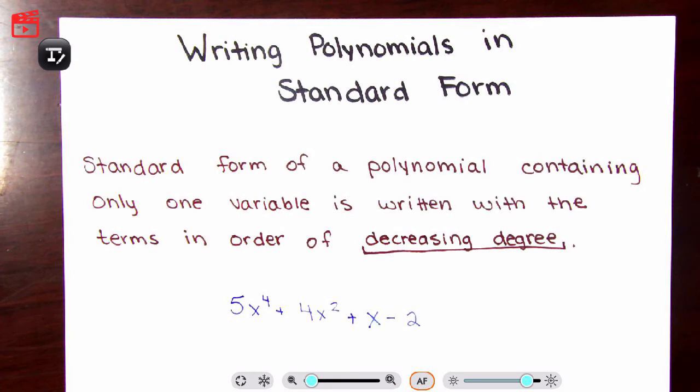In this video we are writing polynomials in standard form. We're going to be simplifying polynomials, evaluating them, and things like that.